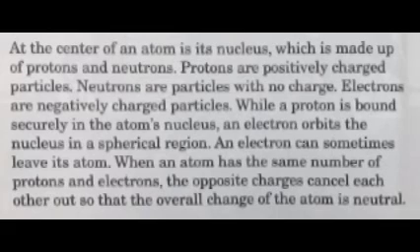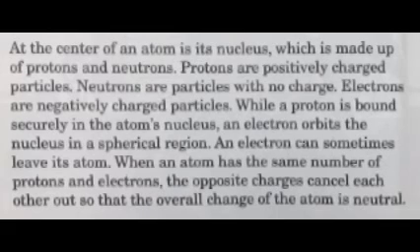At the center of an atom is its nucleus, which is made up of protons and neutrons. Protons are positively charged particles. Neutrons are particles with no charge. Electrons are negatively charged particles. While a proton is bound securely in the atom's nucleus, an electron orbits the nucleus in a spherical region. An electron can sometimes leave its atom.